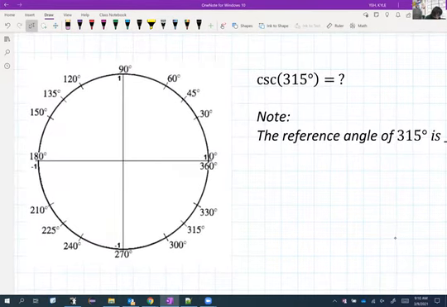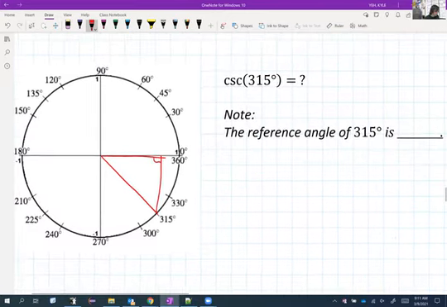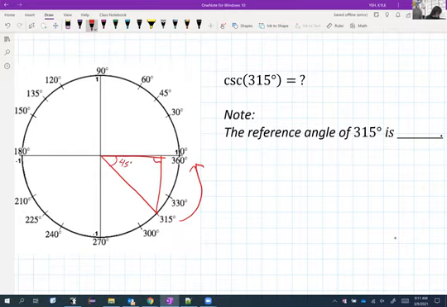What about cosecant 315 degrees? So 315 degrees, right there. Draw my triangle back to the x-axis. What is the reference angle here? How far do I need to go to get from 315 to 360? Well, it turns out 45 degrees, which means that this has to be a 45, 45, 90 triangle. And if you remember those, radius is 1. We had x, x, and x root 2.